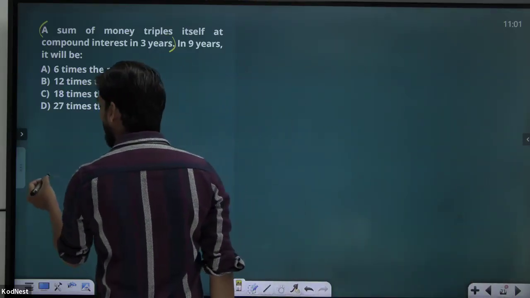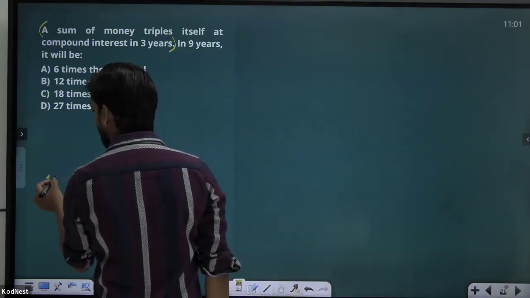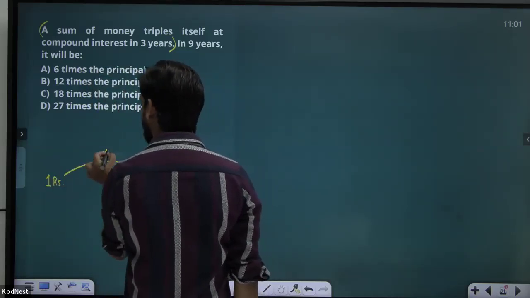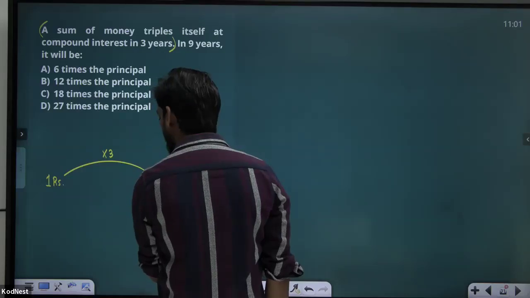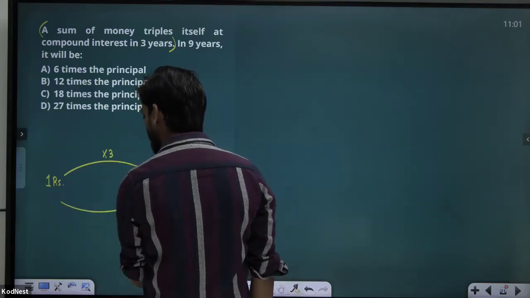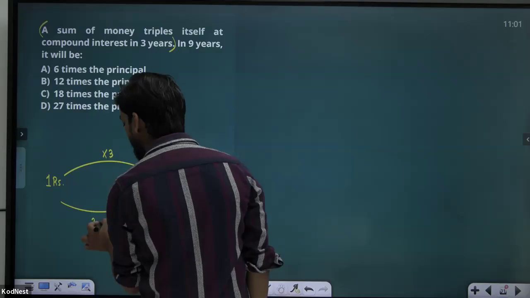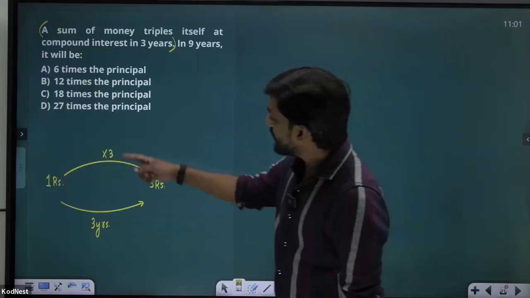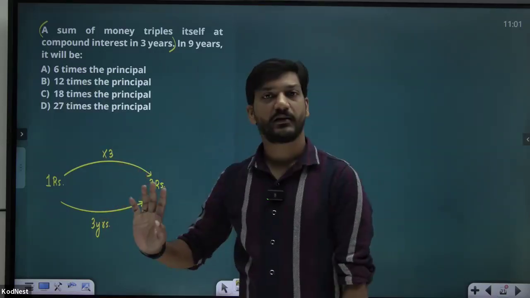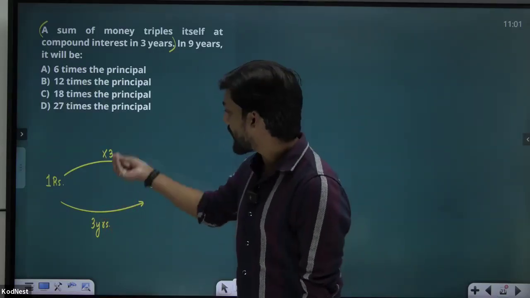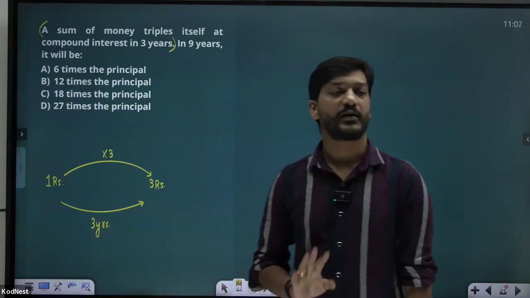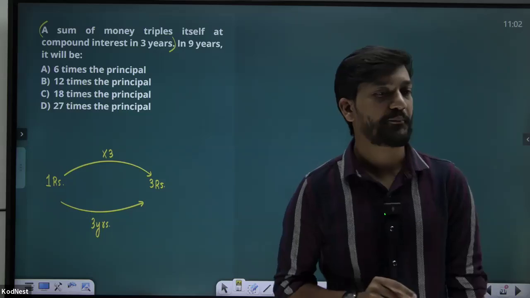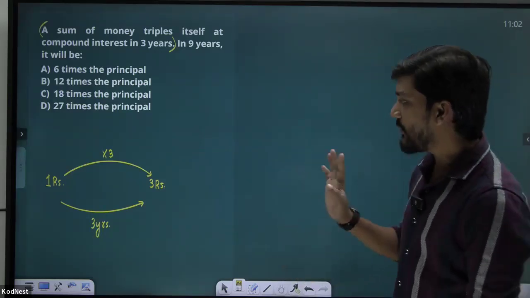Okay. So take any number. For example, I am taking 1 rupee. So 1 rupee will become triple, 3 rupees, in 3 years. This is what they have given. Now, don't think 3 times in 3 years always. It can be 3 times in 4 years. It can be 3 times in 5 years also. So don't think it will always be same. No. Right now in this question, it is same. So 3 times in 3 years.